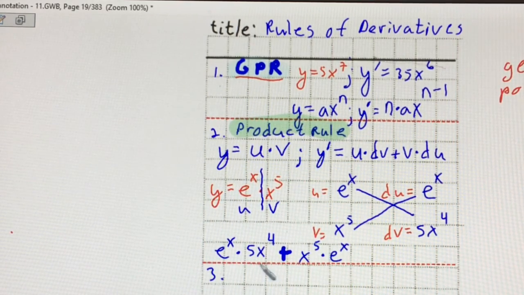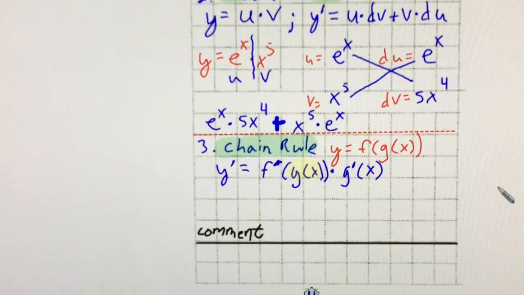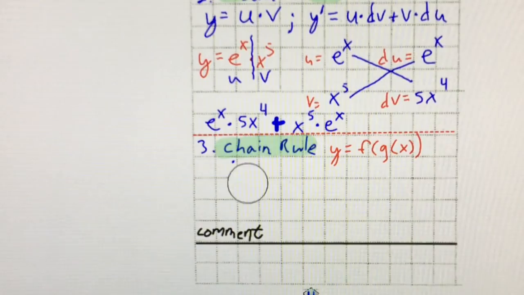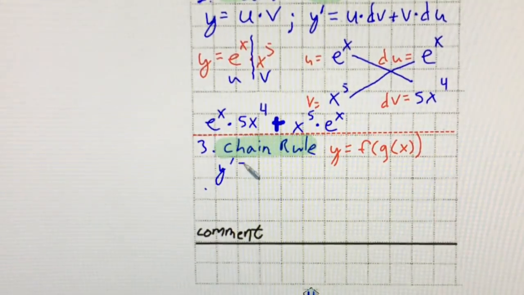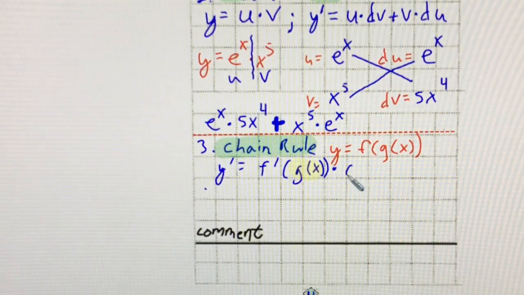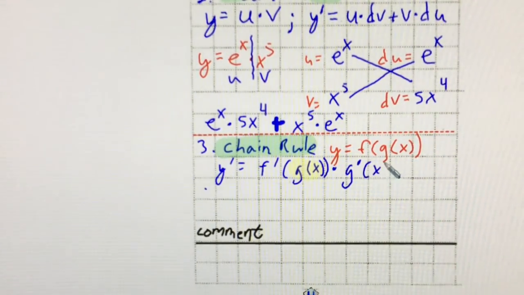The third rule is going to be called the chain rule. This one is not difficult to do, but the note is kind of archaic. So if I have y equals some function of another function, f of g of x, that's where a function is. Y prime is going to equal the derivative of the outside, f prime of g of x, times the derivative of the guts, so times the derivative of g of x. That would be g prime of x.